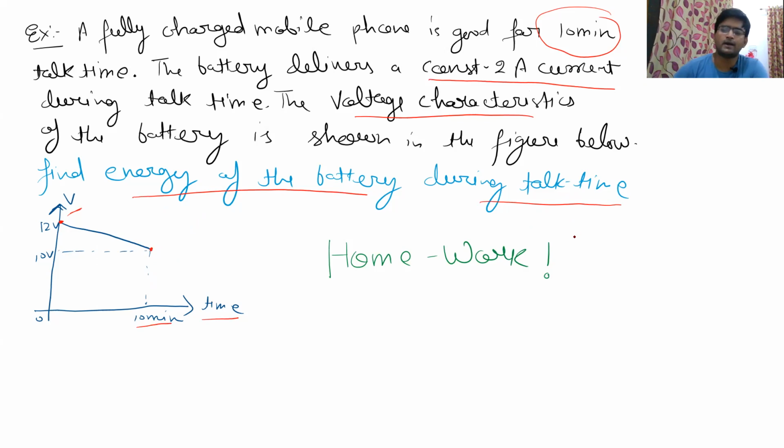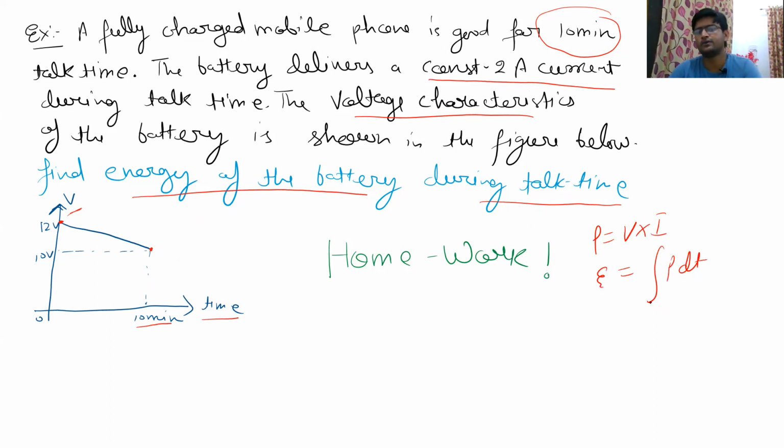I must give you a hint that power was voltage into current and energy was the integration of power with respect to time, right? For the time of your calculation, using this formula, try to calculate the value of the total energy of the battery, and this will be your homework.